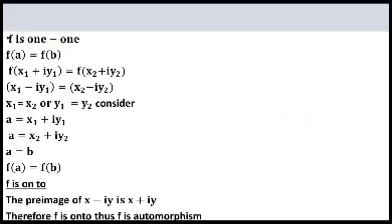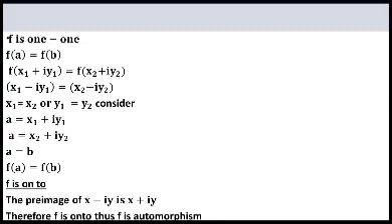Now we are proving f is 1-1 function. To prove f is 1-1, we take f of a is equal to f of b, that is f of x1 plus i y1 is equal to f of x2 plus i y2. So x1 minus i y1 is equal to x2 minus i y2. Now we are equating real part and imaginary part. Therefore, x1 is equal to x2 and y1 is equal to y2.